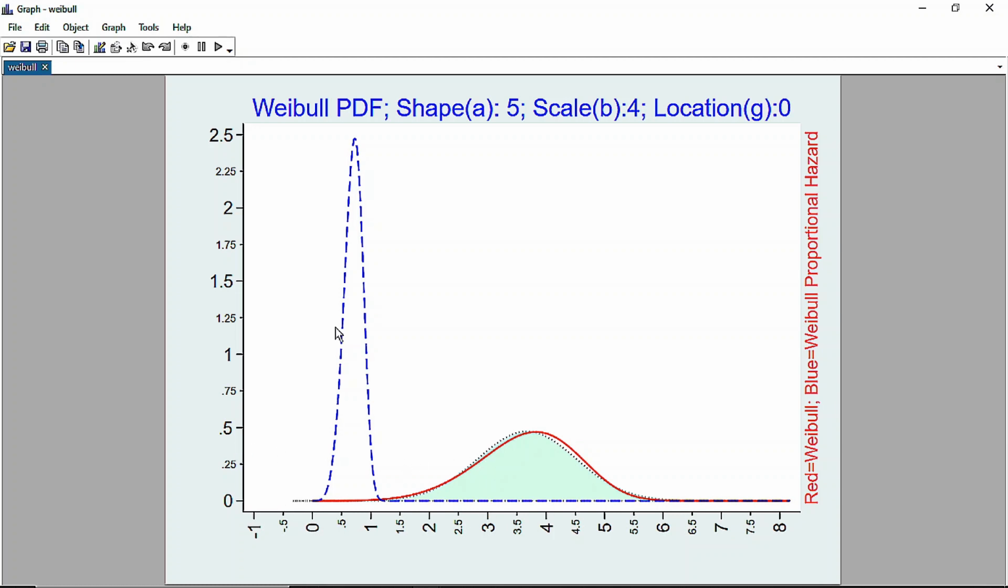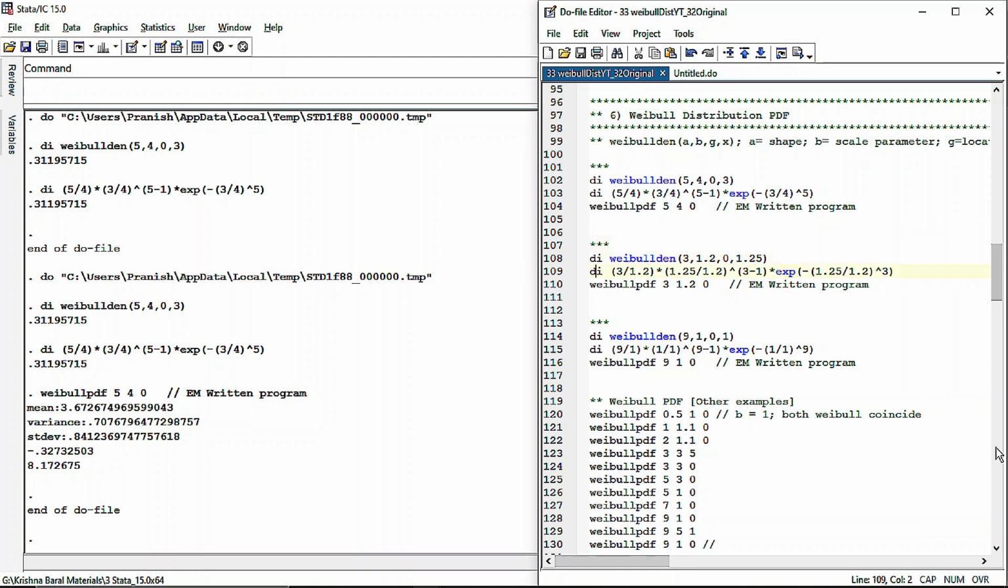And again, the graph with the blue color is our Weibull proportional hazard distribution PDF, and with the red color it is the PDF of the Weibull distribution. And in the backdrop we have a normal distribution with the mean and variance equal to the mean and variance of this Weibull distribution. Now let us see another example.